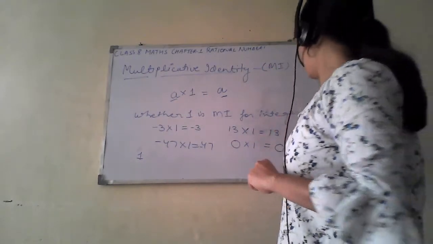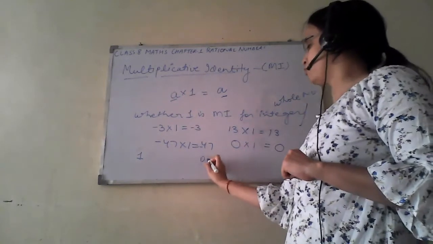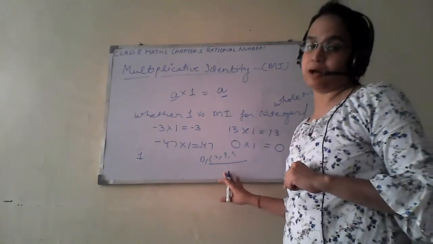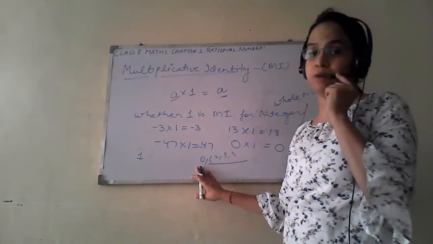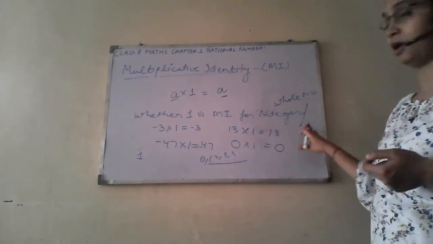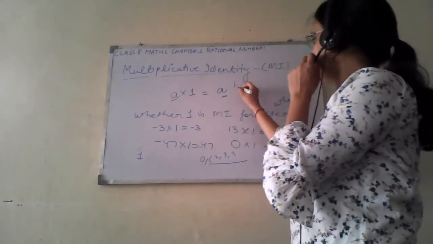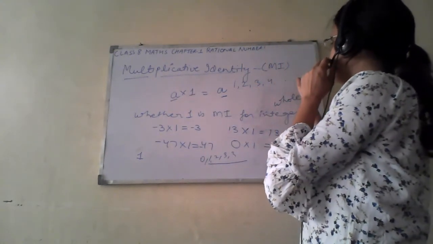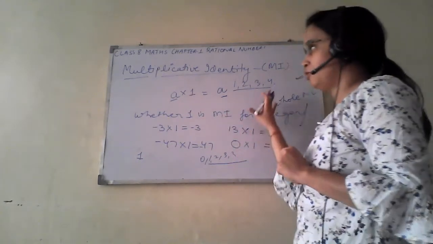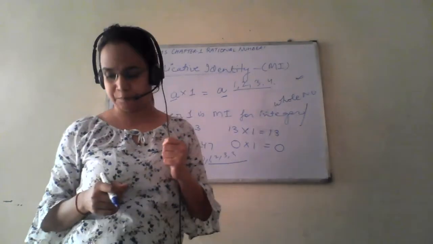It is the same in the case of whole numbers. Why? Because whole numbers start from 0, 1, 2, 3. If we multiply 1 with a positive number, the answer will not change. But if we multiply 1 with 0, the answer will become 0. So 1 is not the multiplicative identity for integers and whole numbers. Yes, if we talk about natural numbers which start from 1, 2, 3, 4 up to positive infinity, 1 can be the multiplicative identity for natural numbers. So this is clear. 0 is the additive identity and 1 is the multiplicative identity.